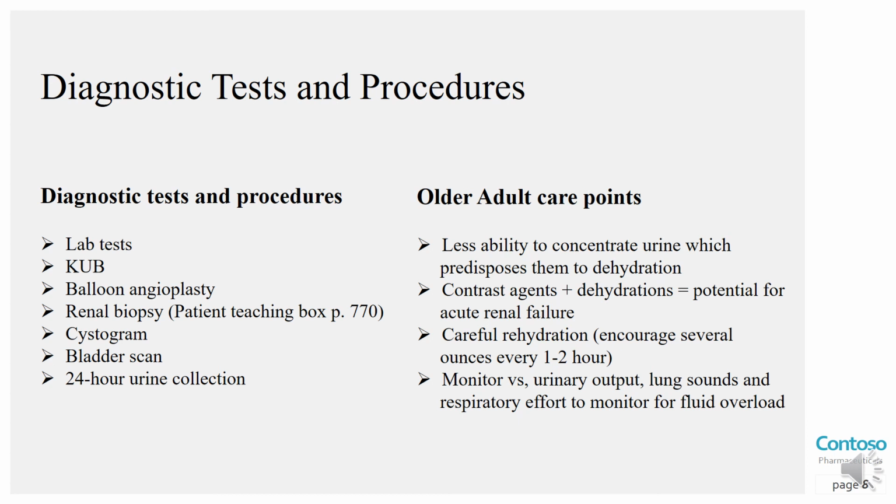We need to note the character of the urine, so the color, the clarity, the smell of the urine. Is it strong or not strong? And then changes in pattern of voiding. So if they have decreased urinary output, what could be going on with that situation? We need to figure out why they would have decreased urinary output.